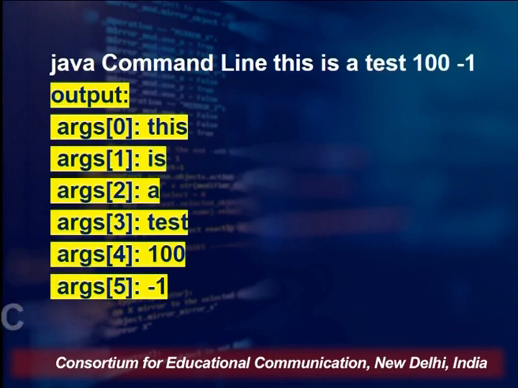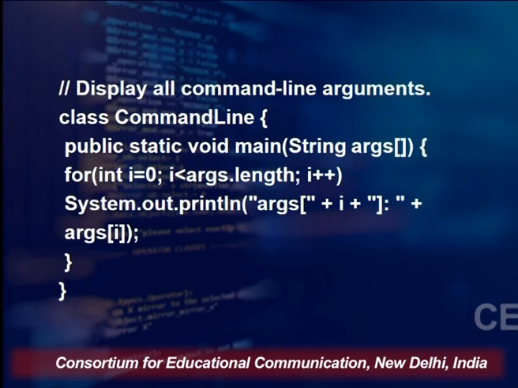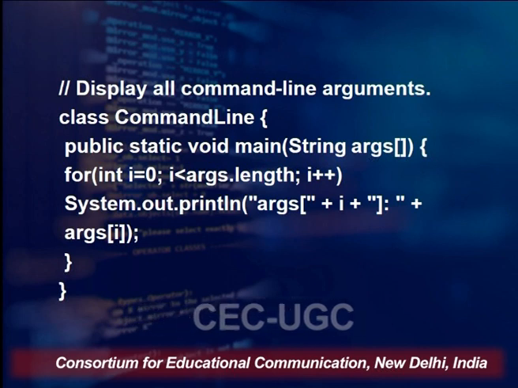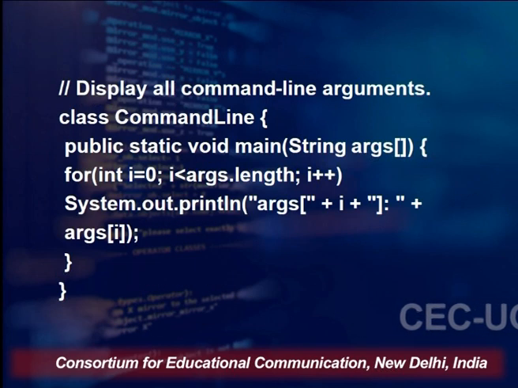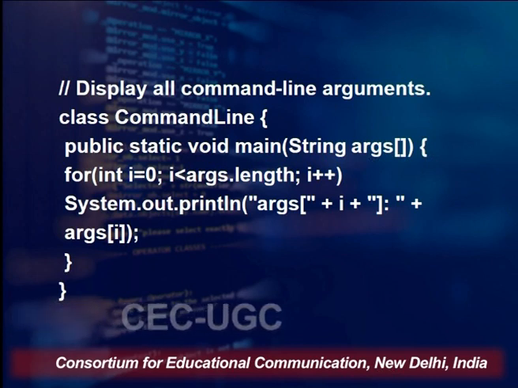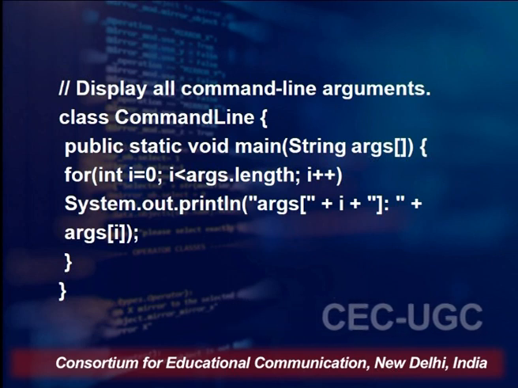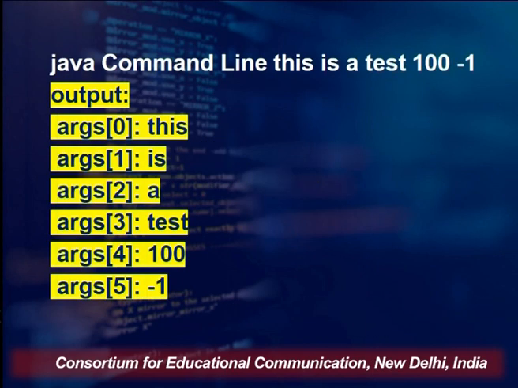And how are we going to execute it? In order to compile this program, we will say javac CommandLine.java, if the program is stored in a Java file named CommandLine. When we are executing, we will say java CommandLine. That is the common scenario, and then we will say, for example, this is a test 100 -1, or whatever.